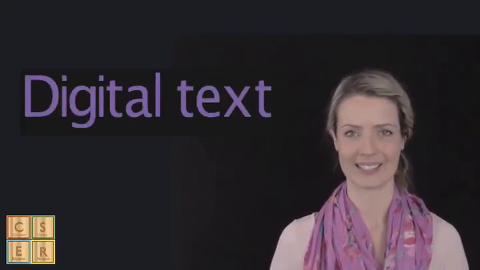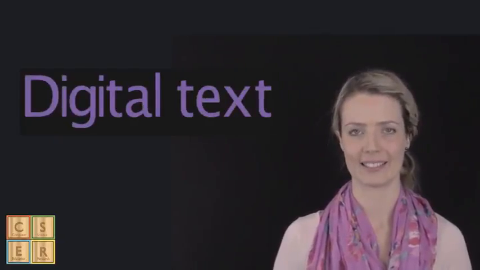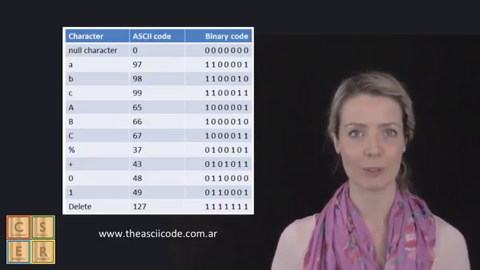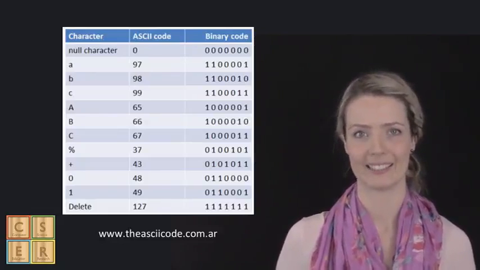Computers transfer text using encoding techniques. Text is encoded and decoded using the ASCII system. This is the American Standard Code for Information Interchange. For an example of the codes, I've put a link.